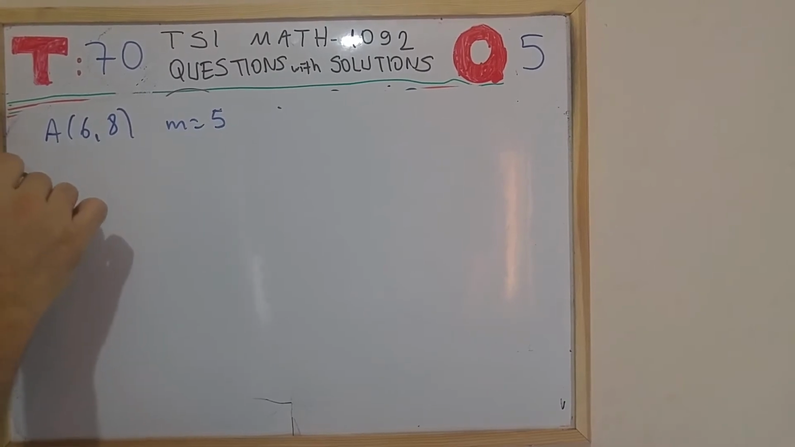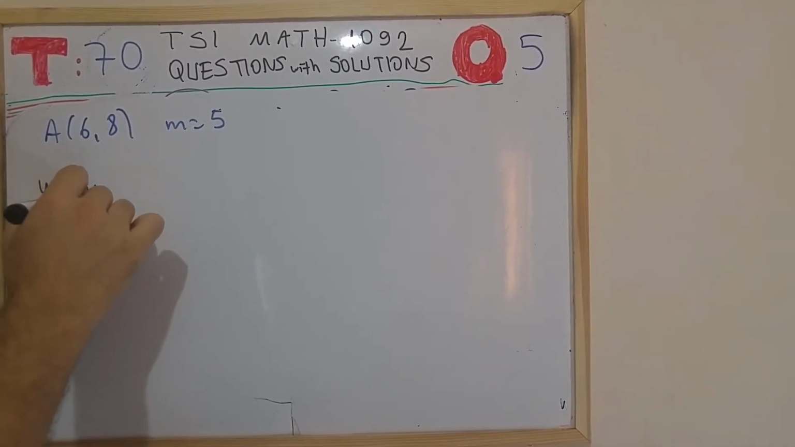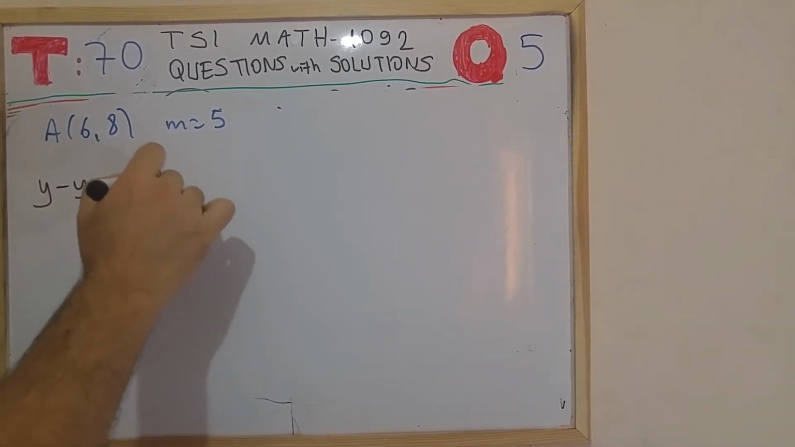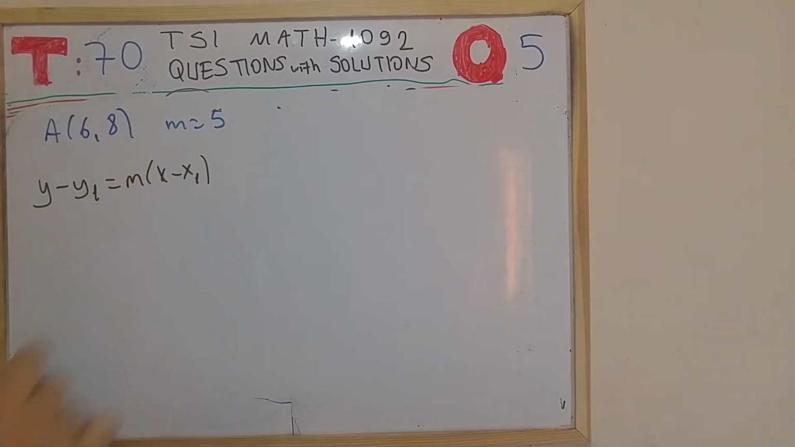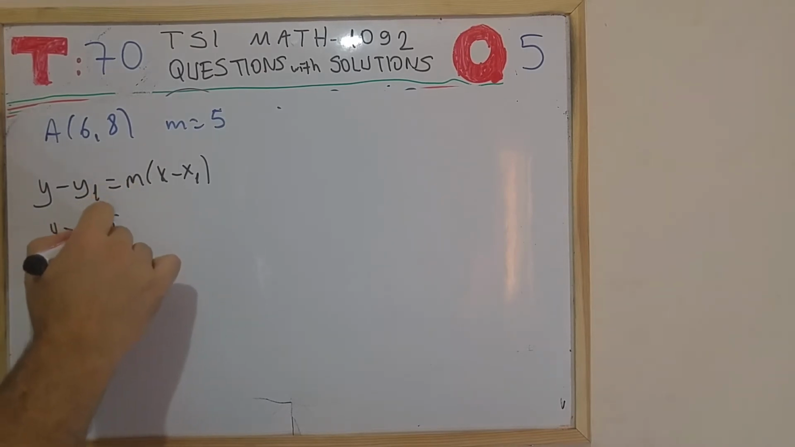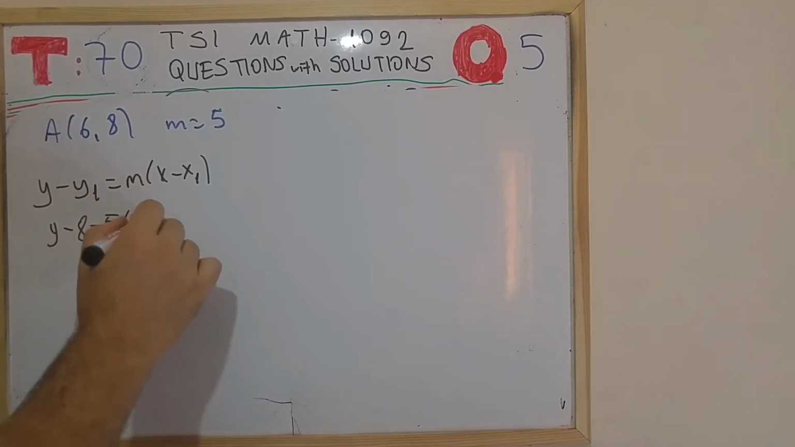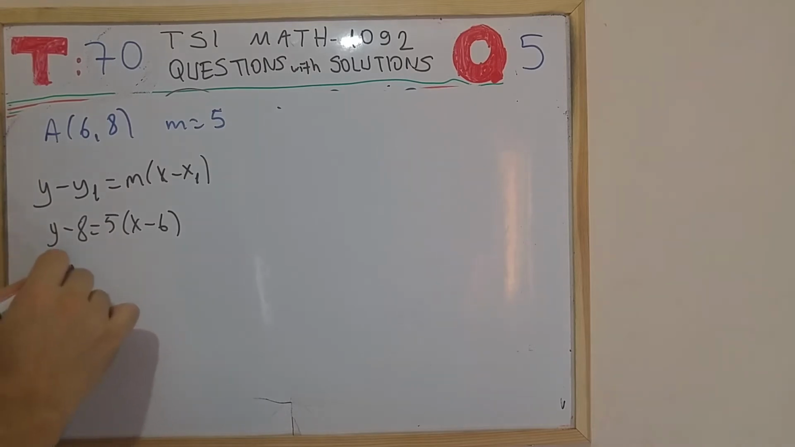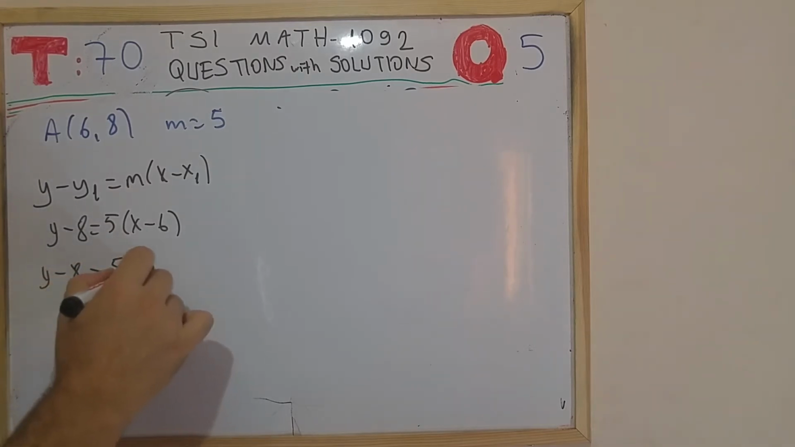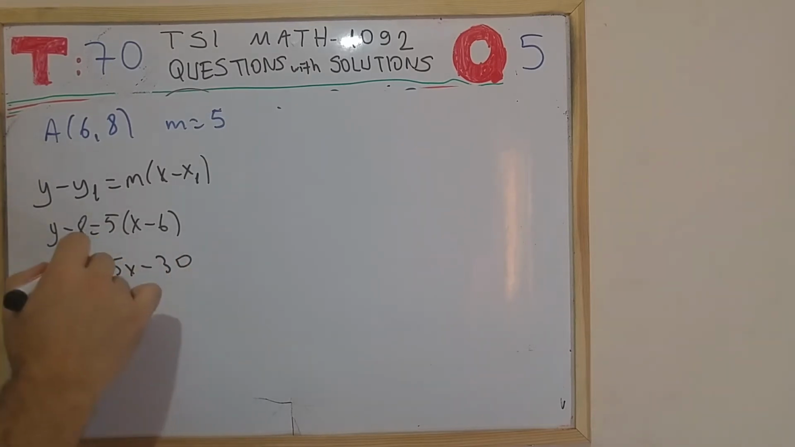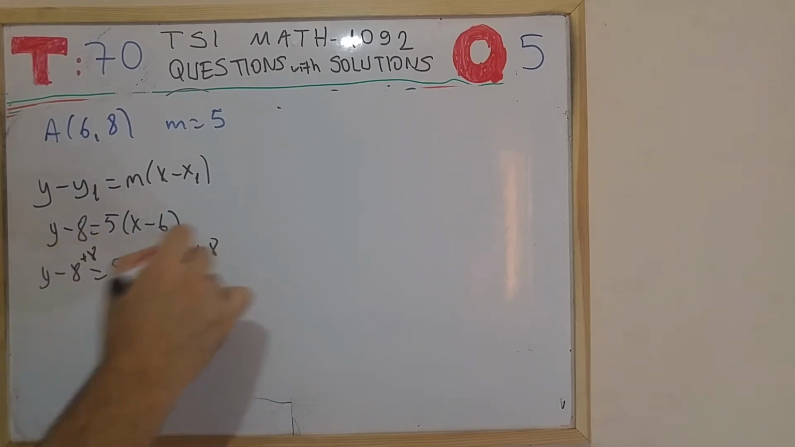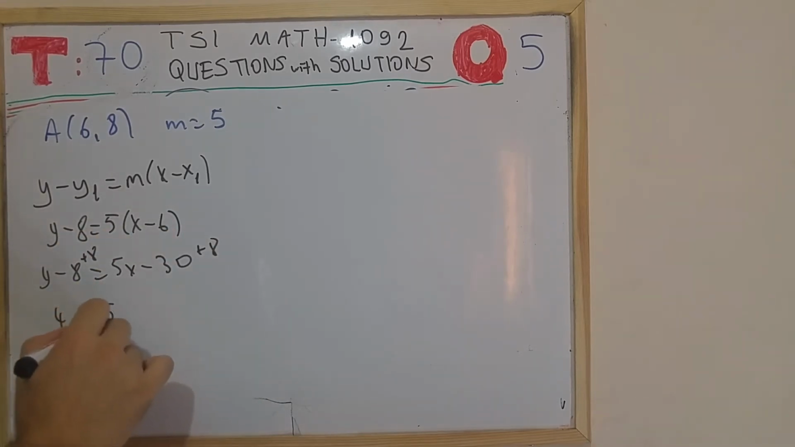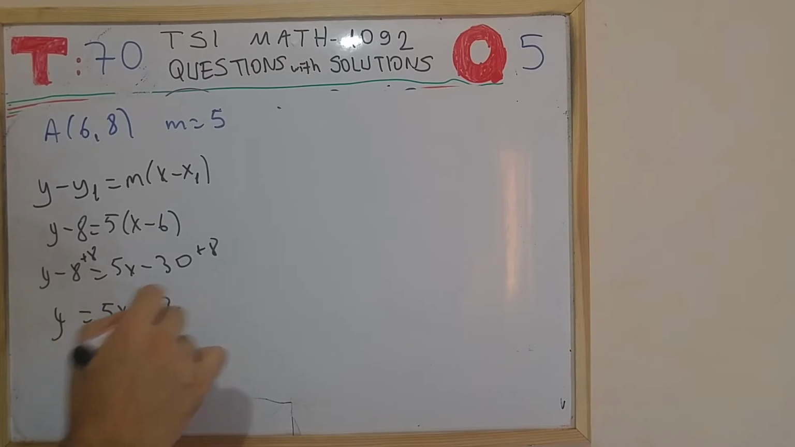We calculate it this way. y minus y1 is equal to slope times x minus x1. Let's put everything in place. y minus 8 is equal to 5 times x minus 6. So y minus 8 is equal to 5x minus 30. When I add 8, y is equal to 5x minus 22.